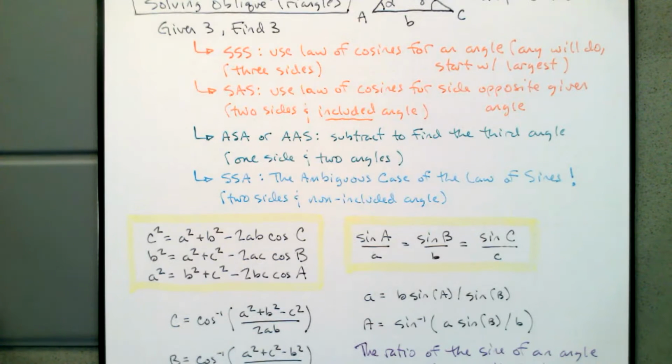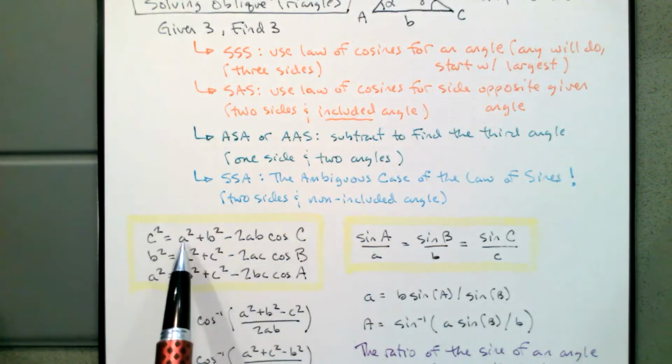So once we have a set of opposite information, a side and the angle opposite that side, then it's time to use the law of sines. Partially because we can't really use the law of cosines if we have that scenario. We kind of can, but it gets really messy. So for example, if I have side C and angle C, I can plug it in.